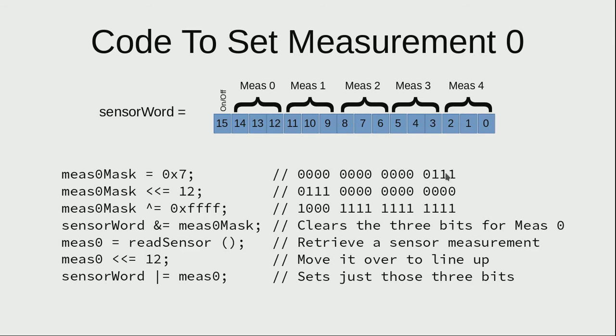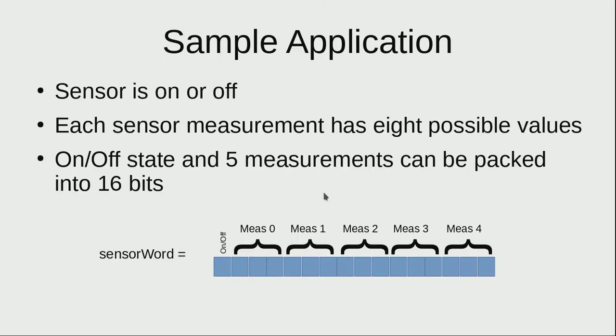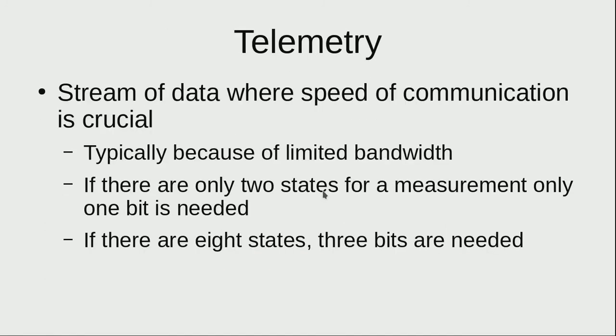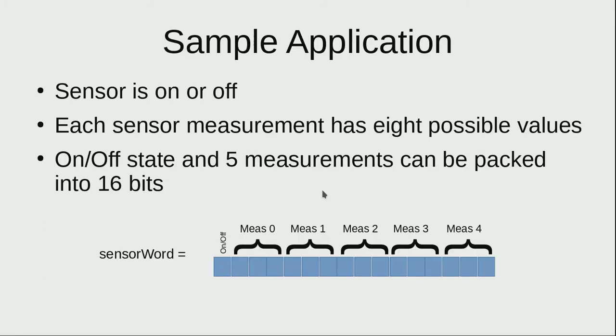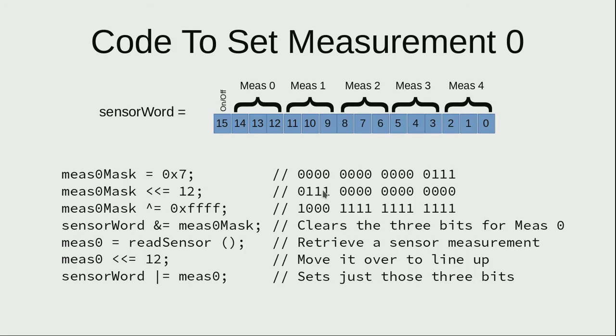But notice the 3 bits are down here at the end of the word. They're not up here, right? So now I've got to shift them left 12 positions. So these 3 bits now, because I shifted them left 12 spaces, line up with the 3 bits for measurement 0. Okay, you say, how does that help me set it? Well, we're getting there. The first thing we have to do is we have to clear those 3 bits. I'm sorry, I jumped a step.